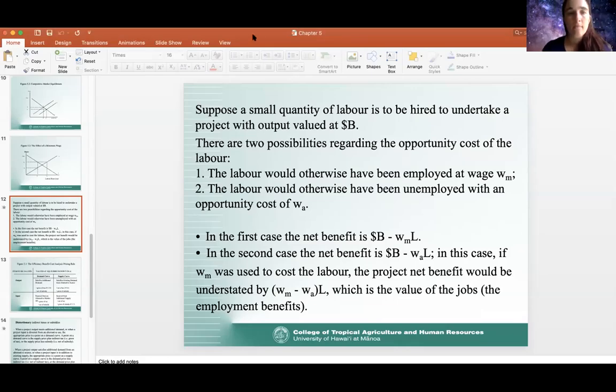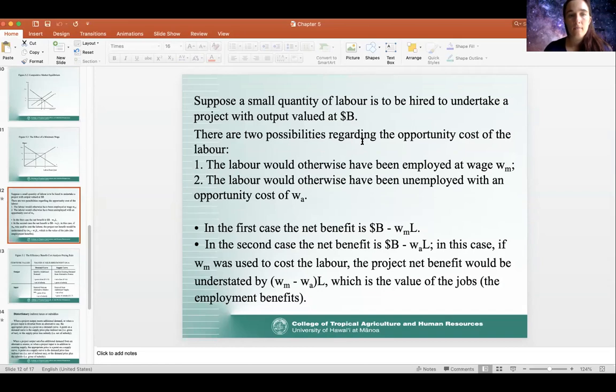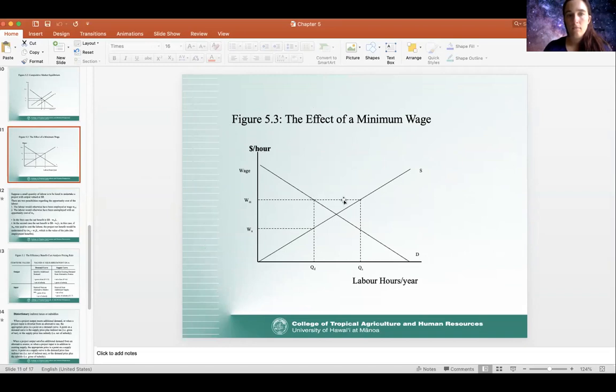So again, if you want to hire more labor, how are we going to value that labor? Because that labor is a cost. Remember, when we're doing net benefits, we need the benefit of what we sold, the output, minus the cost of the labor. So there's two possibilities. The labor would otherwise have been employed at WM, which would be this group over here.